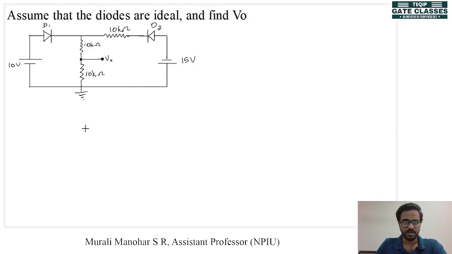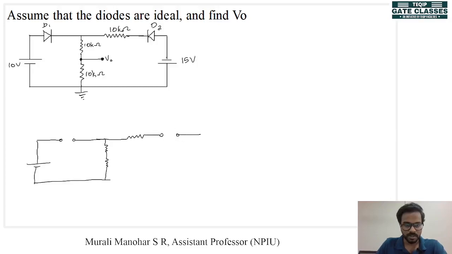Again, we have two tests, open circuit and short circuit. Let's go for the open circuit test. So I'll redraw this circuit. This is open, 10 volt. There are 2 resistors connected here, 1 resistor here. Again, open circuit connected to 15 volt.